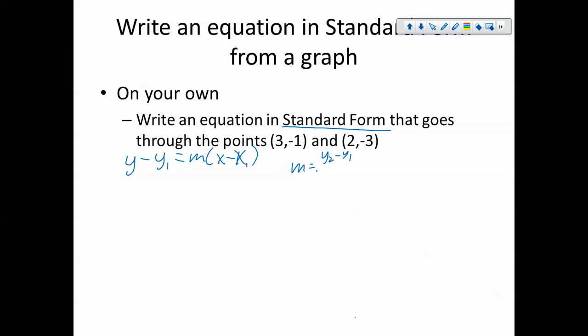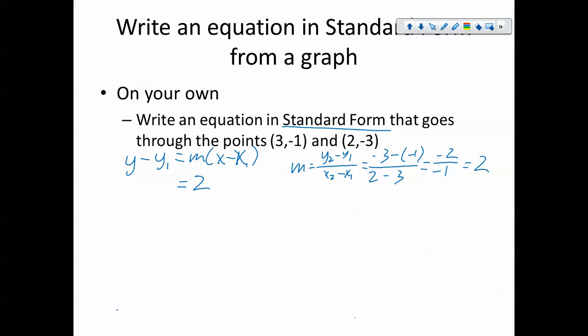y2 minus y1 over x2 minus x1. That is -3 minus -1 over 2 minus 3. -3 plus 1 is -2. 2 minus 3 is -1, which means my slope is 2. So I can replace the m over here.